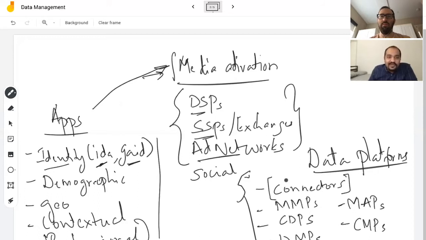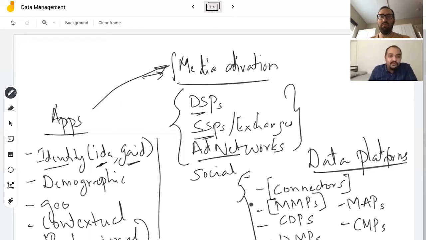You don't have to integrate 10 SDKs. You don't have to integrate with 10 different players. They are responsible for piping the data sets that you have with identity, of course, and passing it on to multiple other players in the ecosystem. Then you have what we call MMPs.